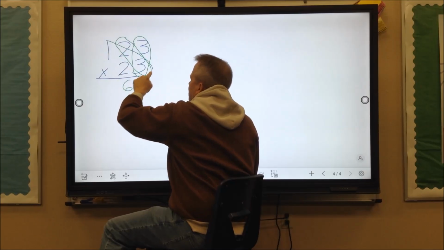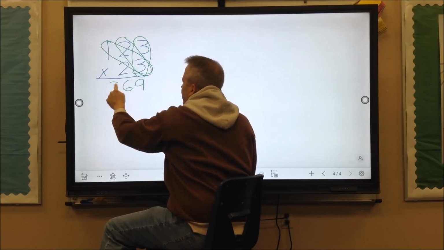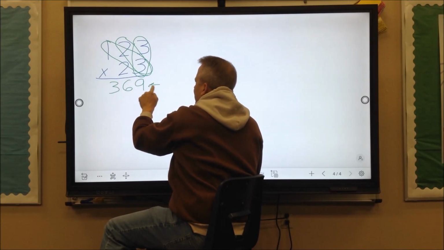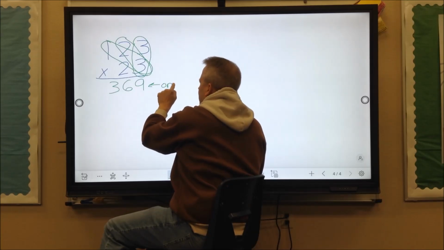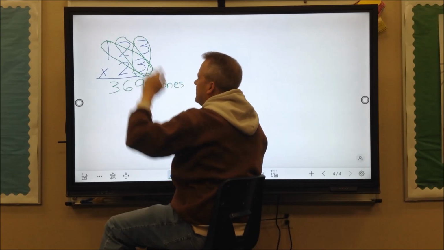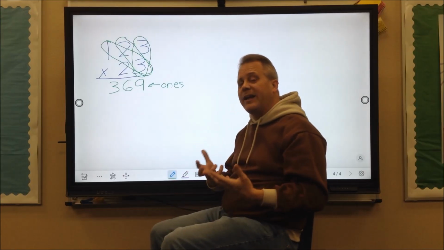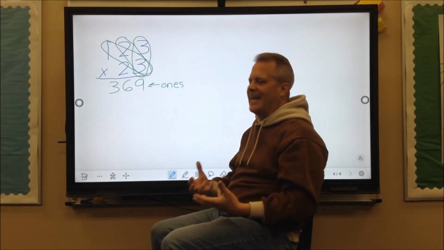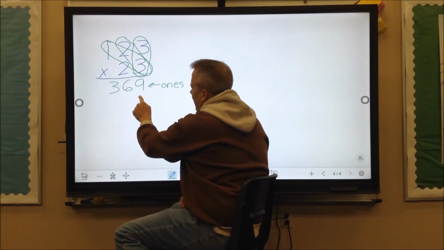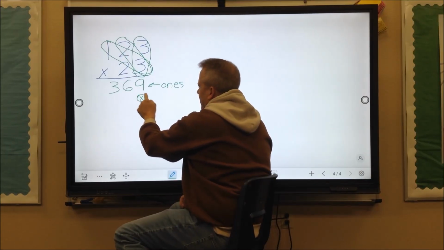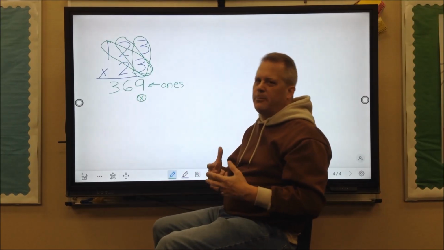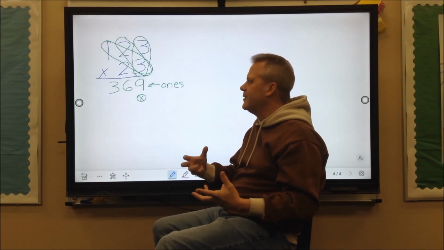And then the last part, 3 times 1 is 3. Now I took 3 and I multiplied it with all of my numbers up top. Now what I have to do is work on the tens place. So once again, I'm going to put a little X with the circle. Why? Because I'm multiplying all of the tens values.